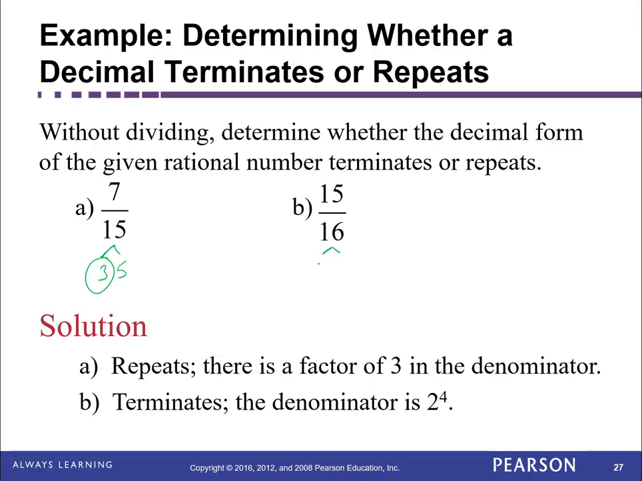Now, if we look at this one and we break it down into its prime factorization, we have a 4 and a 4 here, which breaks down into a 2 and a 2. And this one also breaks down to a 2 and a 2. So its prime factorization is 2 to the 4th. So it terminates because it only has 2 or 5 as its primes in its denominator.